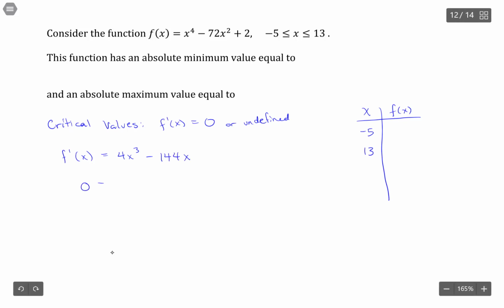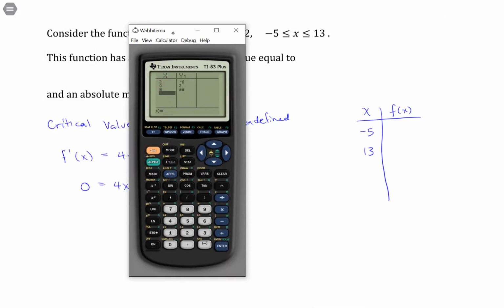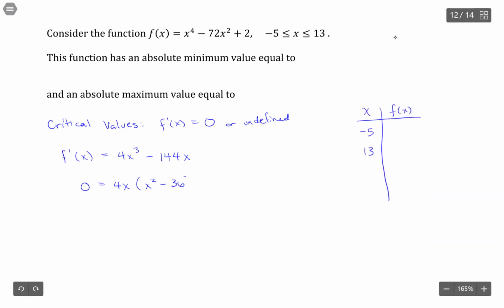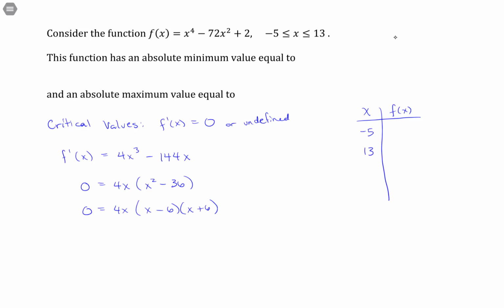And we'll set that equal to 0. And it looks like I can factor out 4x here, which would leave me x squared minus, let me make sure I check that so I don't make an arithmetic error. 144 over 4, 36. So 4x, and then I have x minus 6 and x plus 6. So that means I have x equals 0, x equals 6, and x equals -6.